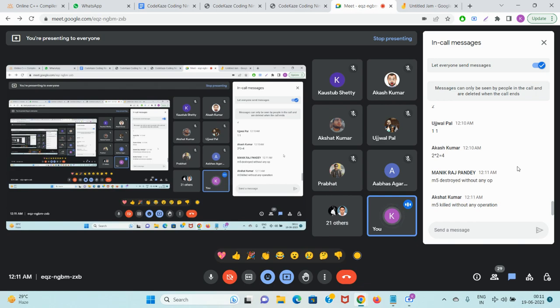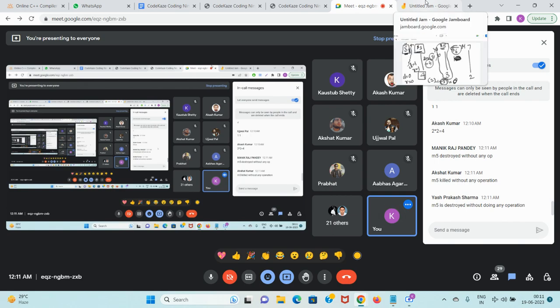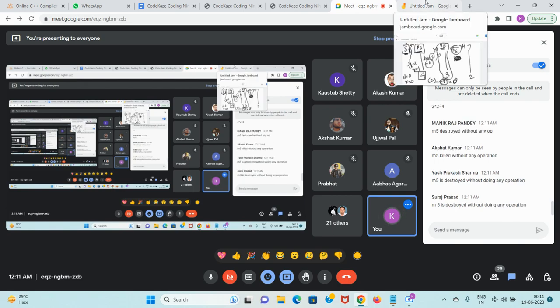Yes, Manik and Akshat, such dedicated students they are, even at 12 a.m. What is Karandeep doing? What is Kostub and Prabhat doing?